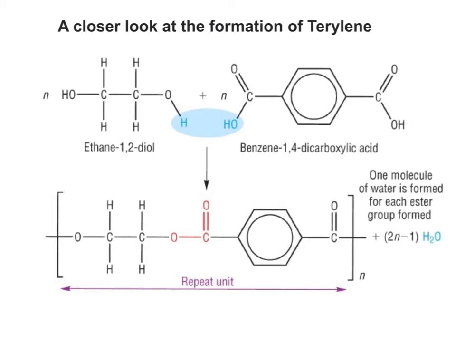So just as a quick reminder, here's a closer look at the formation of terylene. You can clearly see it's a polyester. You can see how the H2O molecule is removed, and you can see how the repeating unit is put together using the techniques and the features we talked about a little bit earlier.